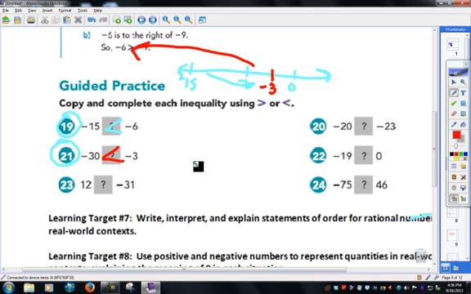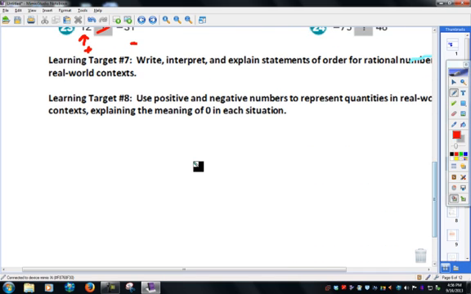And then here, we don't even have to do the number line because I see a positive there and I see a negative. I know that positives will always be larger than negatives. Okay, let's go to the next page.